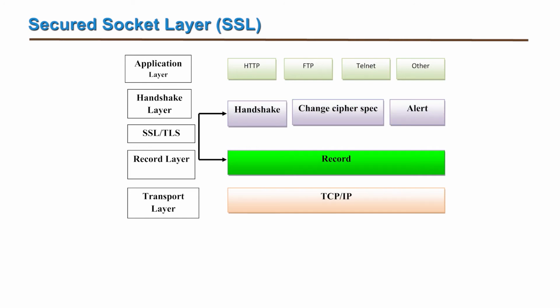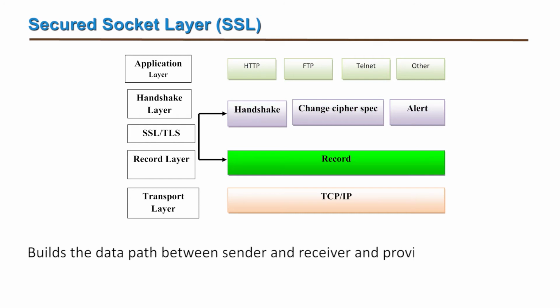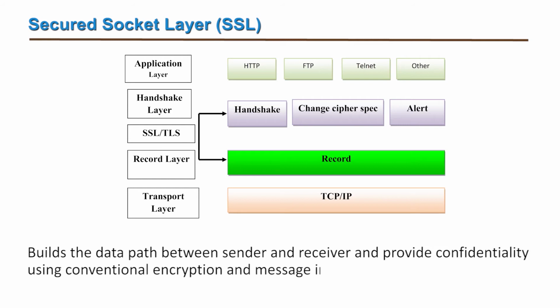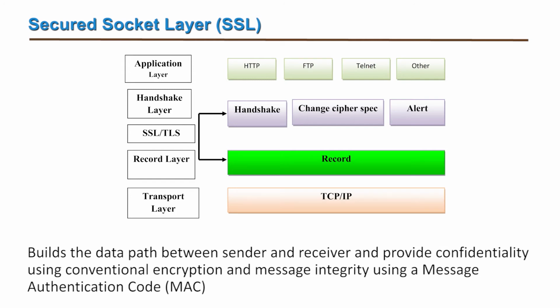Record protocol. This builds the data path between the sender and the receiver and provides confidentiality using conventional encryption and message integrity using a message authentication code. In short, it is known as MAC.